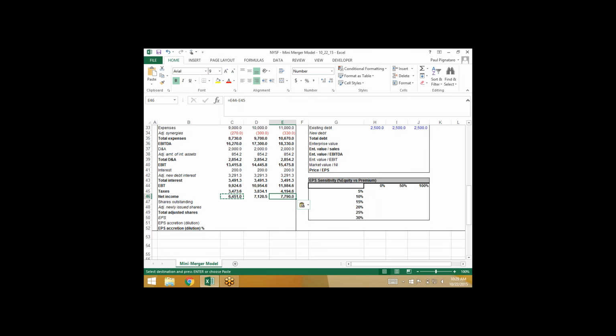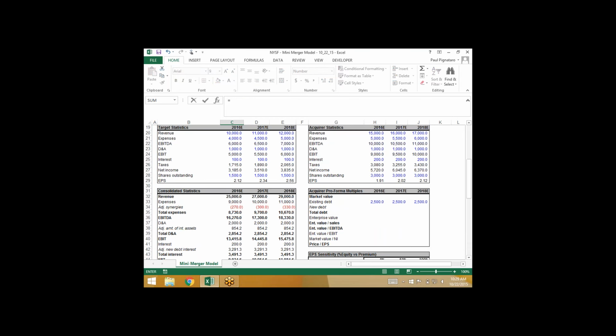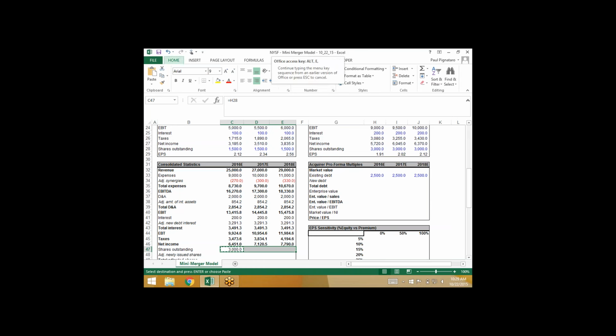Everyone getting that? Considerations box. What else? Shares outstanding come from where? Acquirer only. If those are the two line items, you don't add. Shares and interest are acquirer only. The shares are 3,000. Copy to the right.